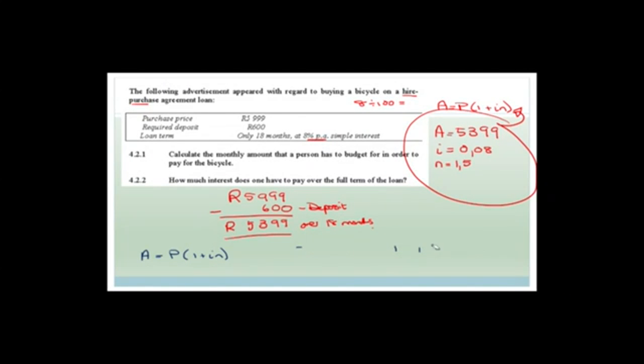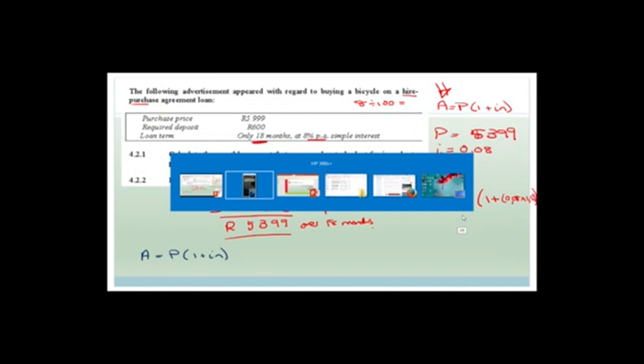What we need to do, sorry, is work out how much they're going to pay in total on that and then divide by the number of months. So in fact, your principal is going to be the 5,399. What we're going to do is work out the amount of money we'll owe for that period and then divide by the 18 months, and that will tell us how much they paid per month. Okay, so let's do that. So A is equal to 5,399 times 1 plus 0,08 times 1,5.